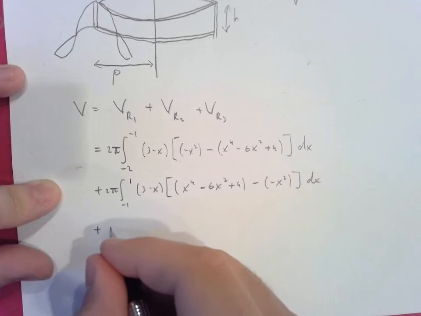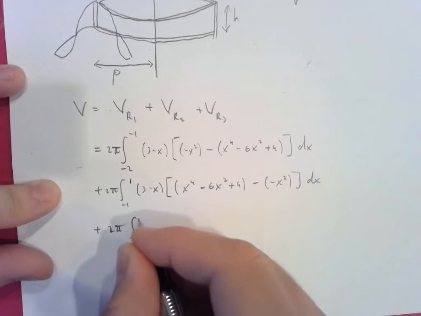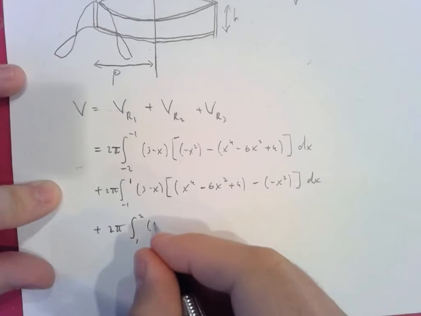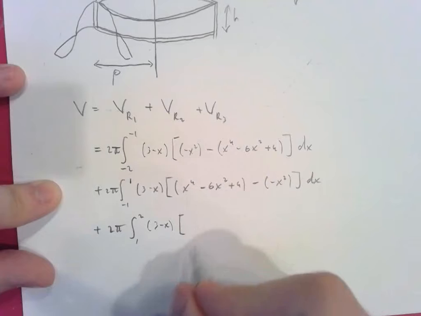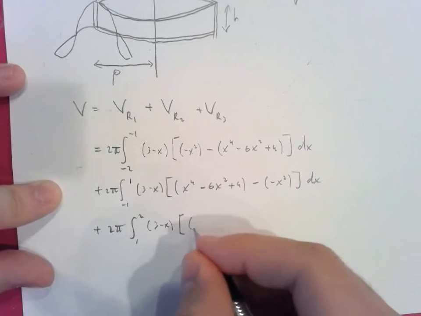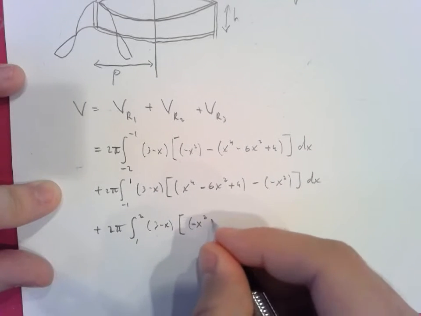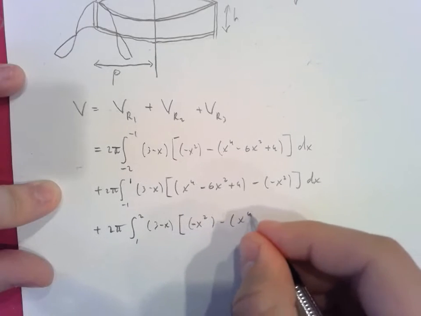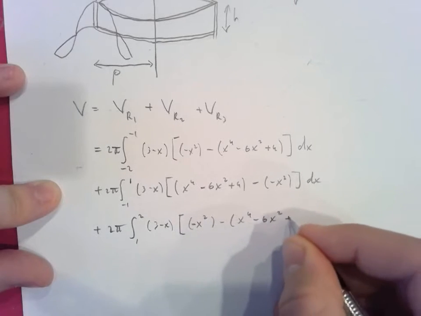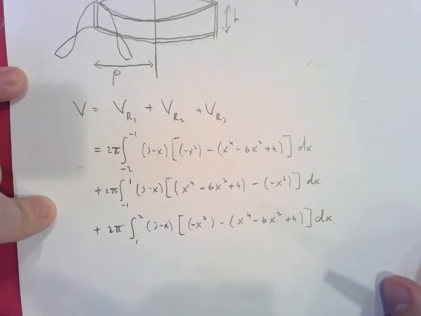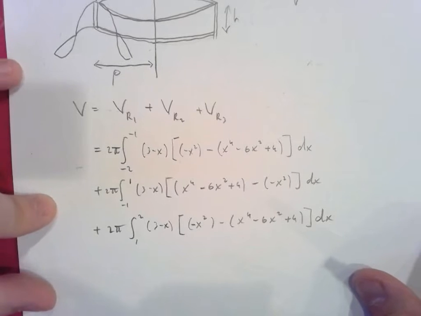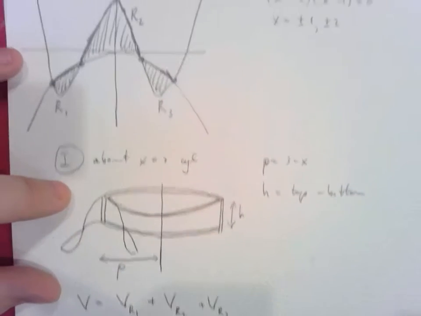And for the last integral, I have 2 pi integral 1 to 2, same rho, but the h now becomes the same as in the first integral. So that gives you the volume for the entire region 1, region 2, and region 3 revolved. Let's go ahead and move on to part 2.